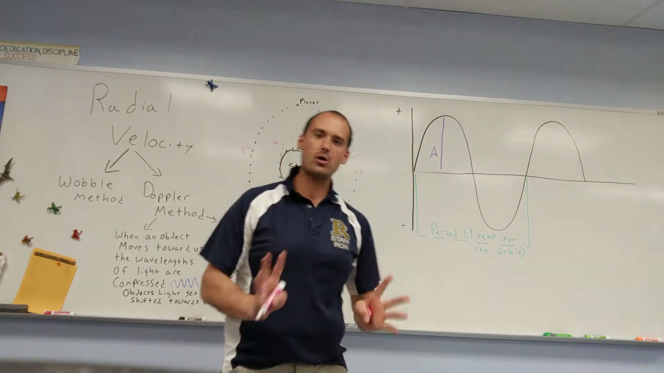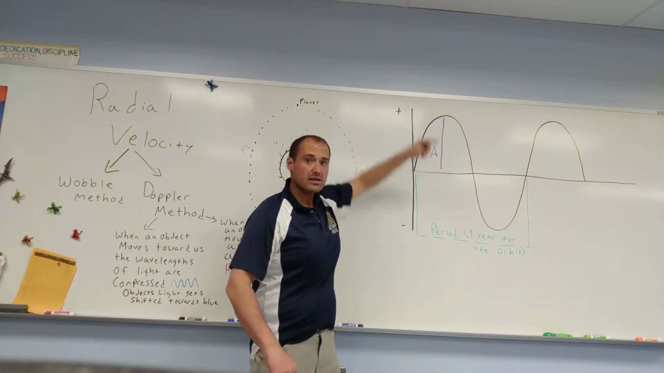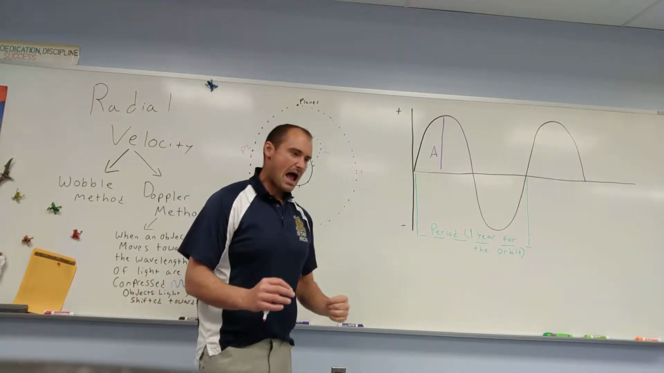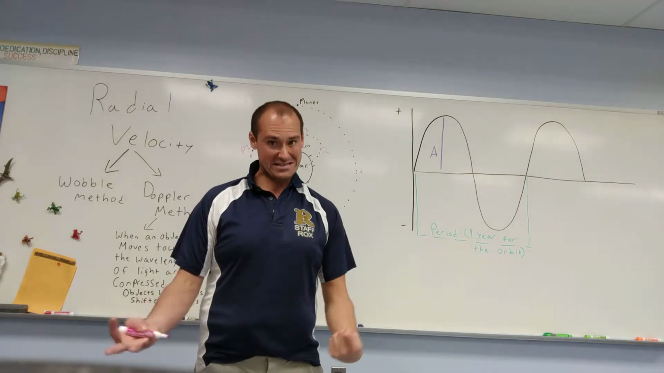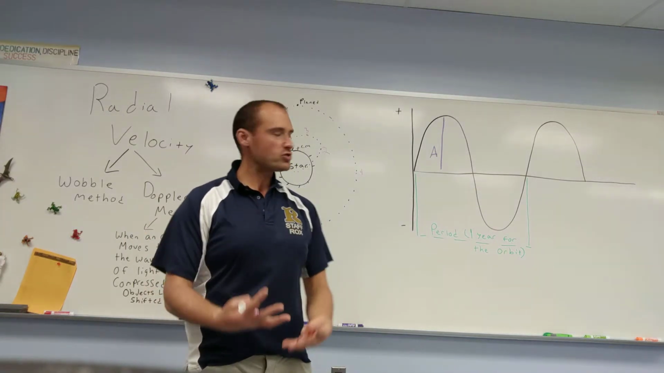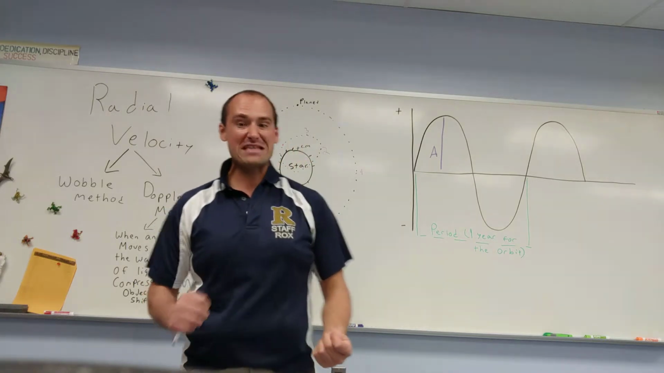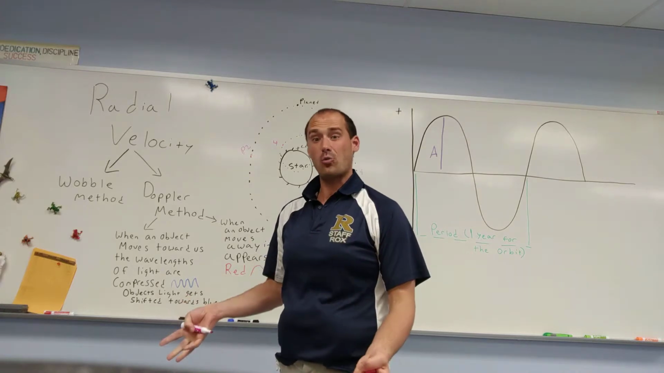Some words that you're going to want to know for this. The height is called amplitude. That's basically how blue shifted or how red shifted is it. The greater the blue shift, the greater the red shift, the more the wobble. That means that planet has to be tugging pretty hard on its star to get it to wobble more.